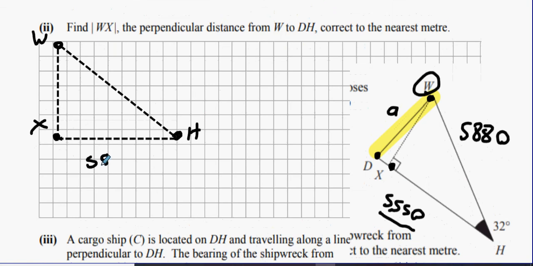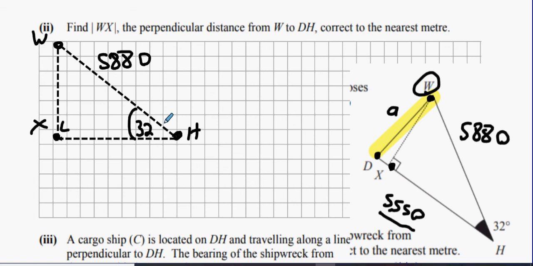Am I allowed to use 5,550 down here? Why? That's D to H, yeah? Am I allowed to use this? I'm allowed to say that's 90. I'm allowed to say that's 32. All right, we have a right angle triangle here.